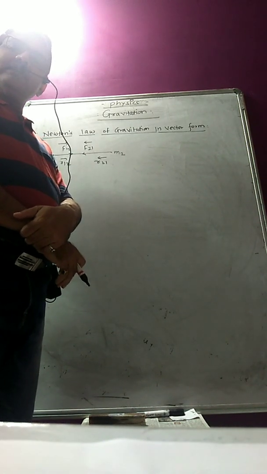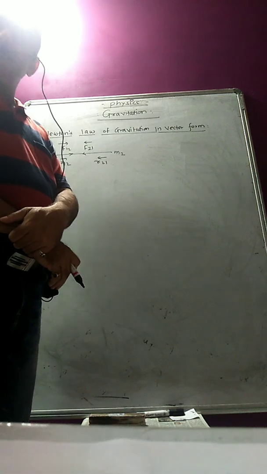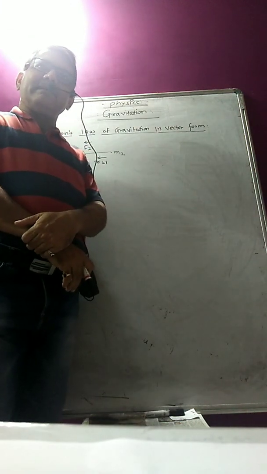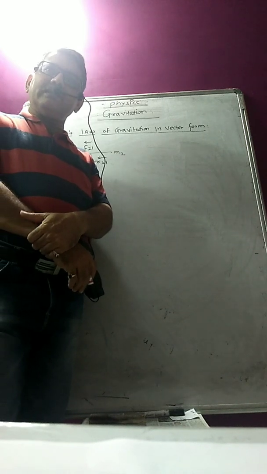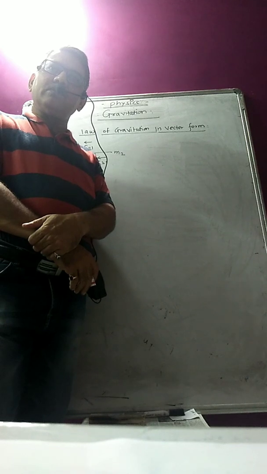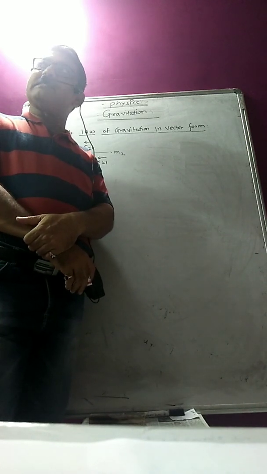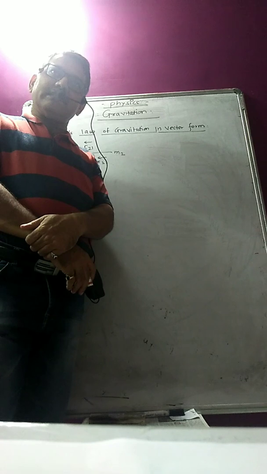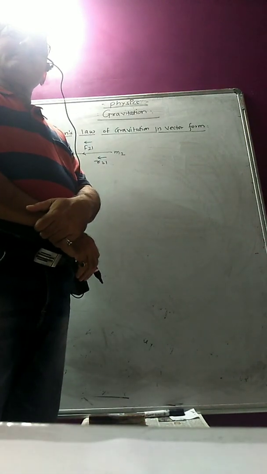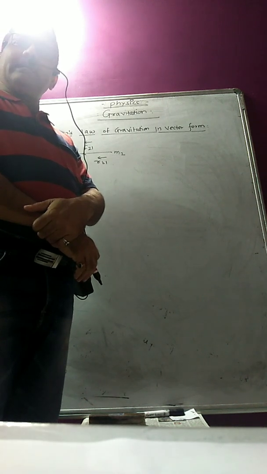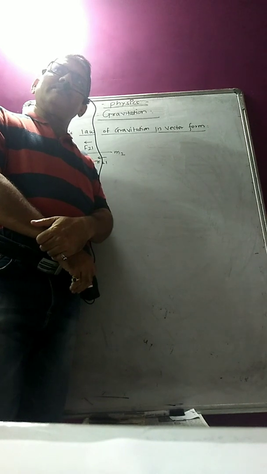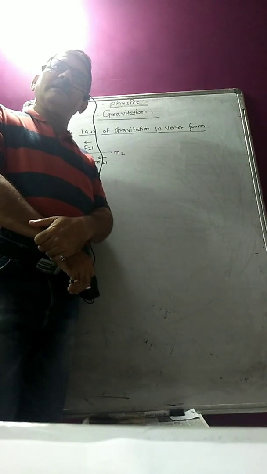Yesterday we learned Newton's law of gravitation, and at that time I explained that every body in the universe attracts every other body with a force which is directly proportional to the product of their masses and inversely proportional to the square of the distance between them. So F is directly proportional to m1 m2, and F is inversely proportional to r square. Therefore F is directly proportional to m1 m2 upon r square.